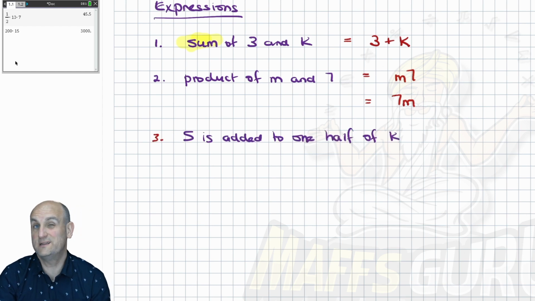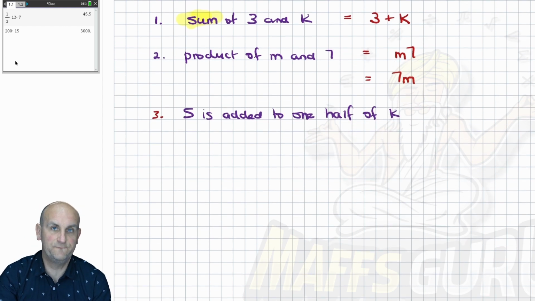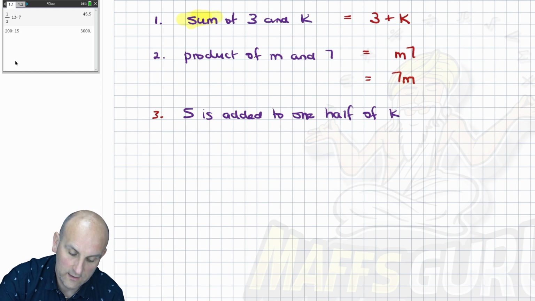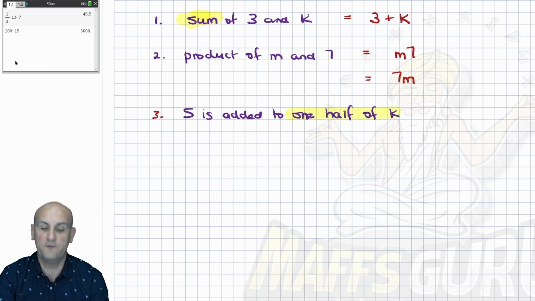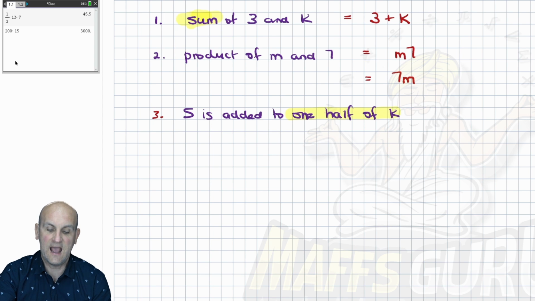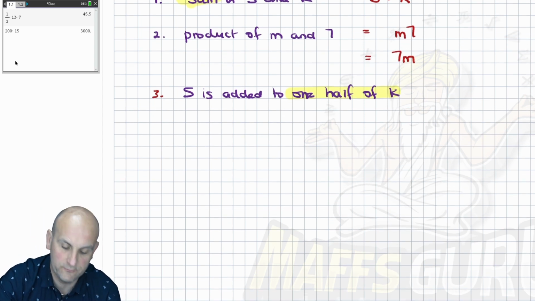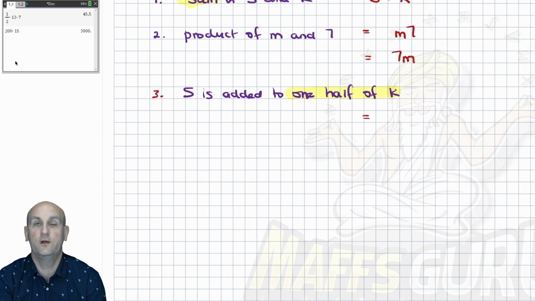Now this is where they start to get a little bit more tricky, because it says here that 5 is added to 1/2 of k. So there is an order in which you have to do these first. 5 is added to 1/2 of k. It suggests that we would have to work out what 1/2 of k is first and then add the 5. That's inferred. And I think a reason a lot of people find these difficult is trying to infer the order.